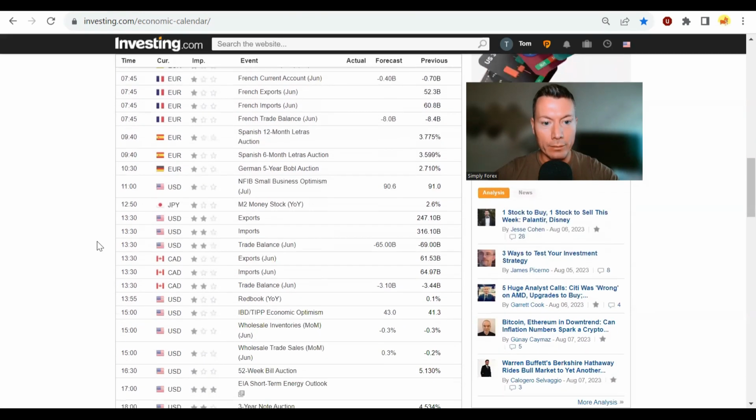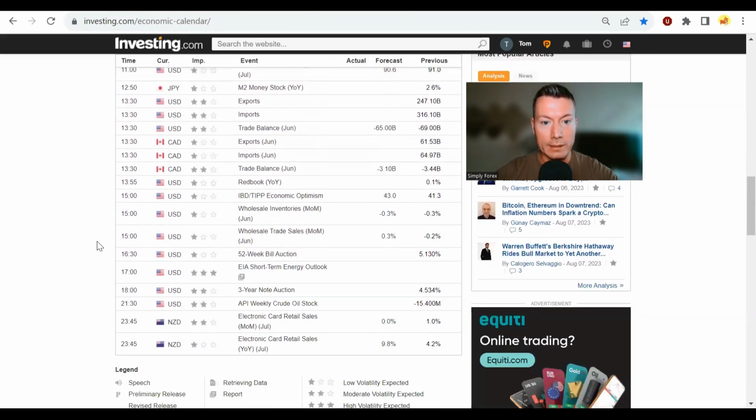If we carry on down, guys, the only other 3-star rating we can see is the short-term energy outlook. This is going to affect any of the energy products, but also the US dollar and potentially the Canadian dollar as well. This is 5 o'clock London GMT. Keep an eye on that, but it's a 3-star rating, not massive news to be quite honest. So, quite a light news day, guys.